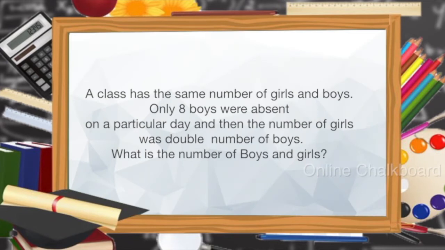A class has the same number of girls and boys. Only 8 boys are absent on a particular day and then the number of girls was double the number of boys. What is the number of boys and girls?